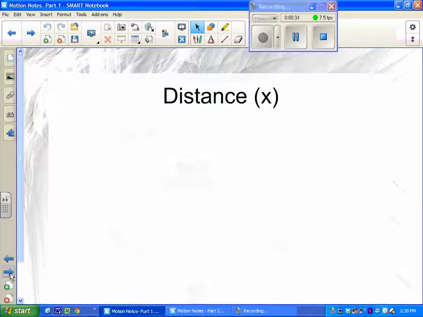The first thing you need to know is distance. The symbol for distance is x. It is not d, as you would think. It is x. Distance measures how far something is. Distance is a length. You'll notice I bolded and underlined "how far," because that's a key word we need to know. If you're measuring how far it is from the school to your house, that would be a distance.